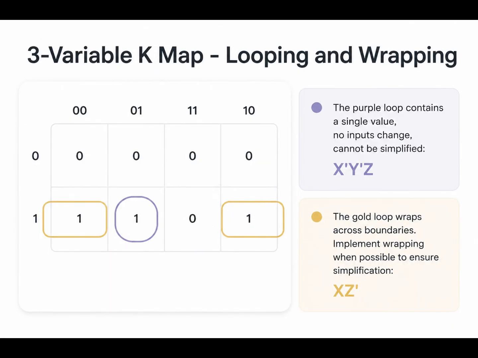When we draw our loops, we find something interesting. One of the ones is isolated. It cannot be grouped, so its term remains unsimplified. However, look at the bottom corners.